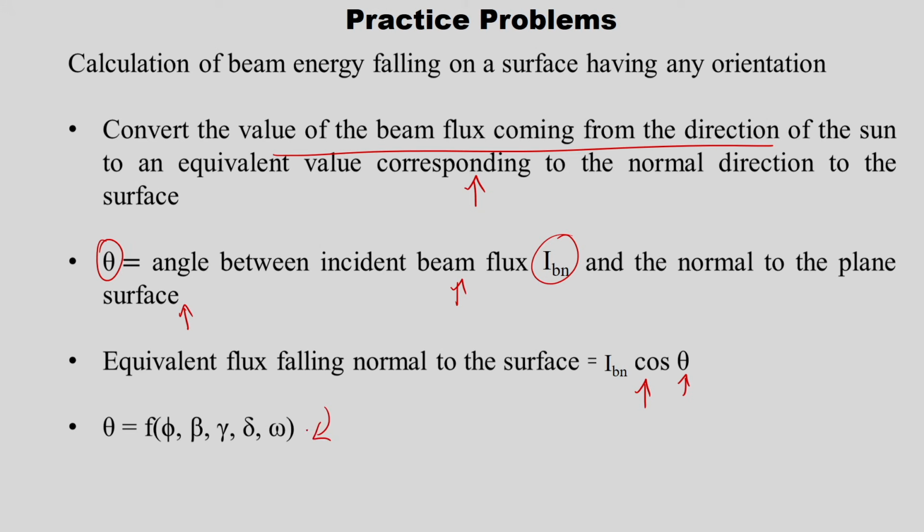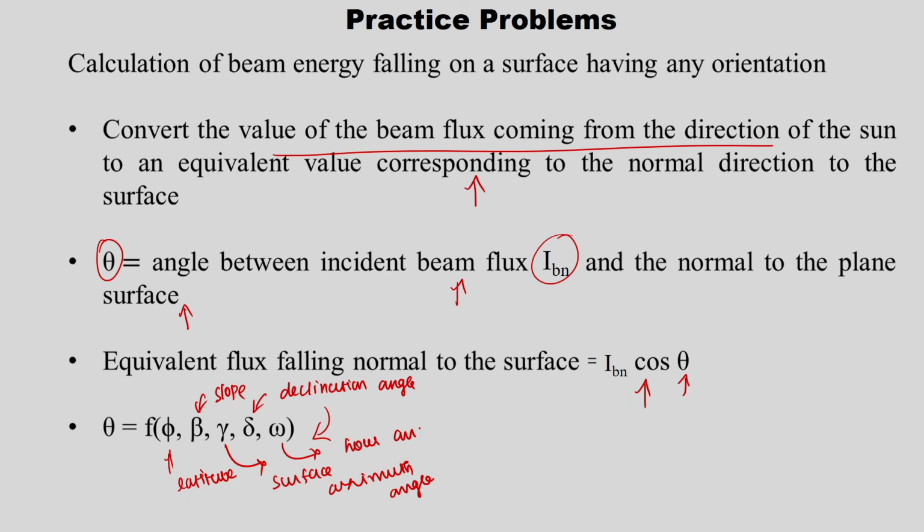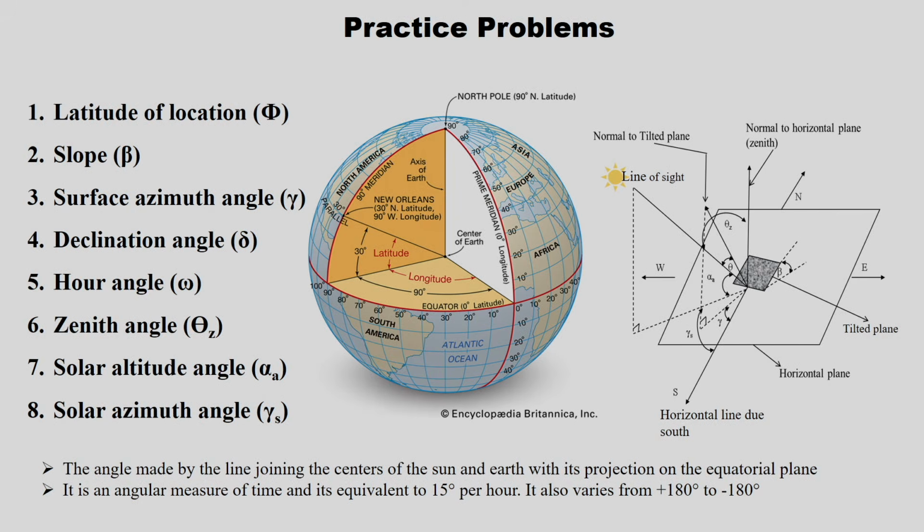So, that is a function of phi, which is nothing but latitude, and then beta is slope, gamma is surface azimuth angle, and delta is declination angle, and this is our angle. So, the first one is latitude of the location.